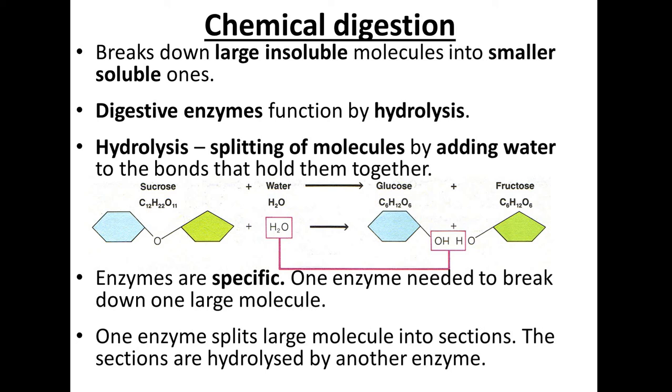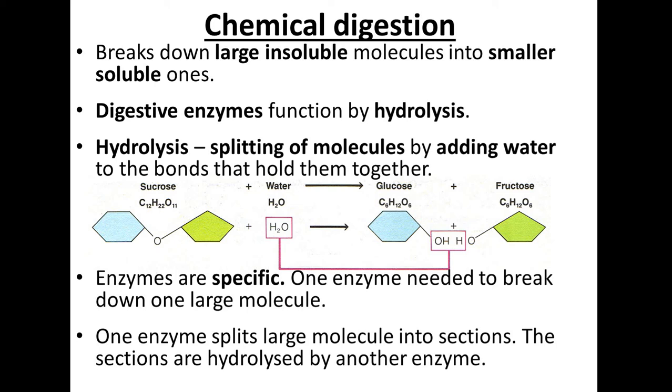So the definition of digestion really is to break down large insoluble molecules into smaller soluble ones so that they can be absorbed through the small intestine into the blood, and then they can be assimilated by the body to use elsewhere. So assimilated means making bigger molecules in the body to make useful things.